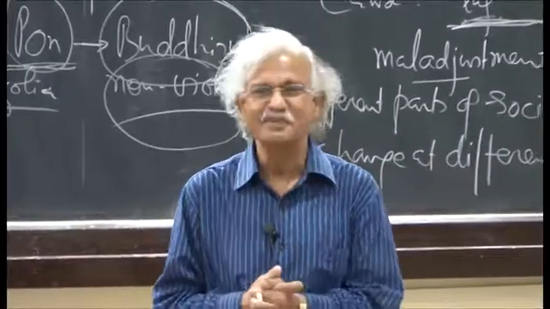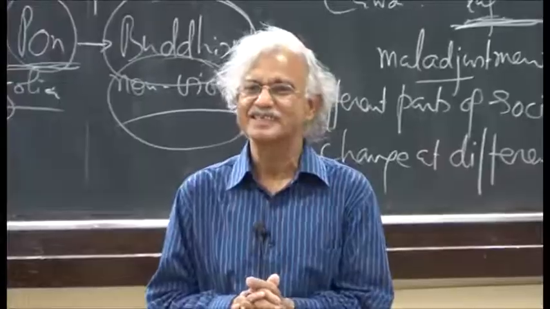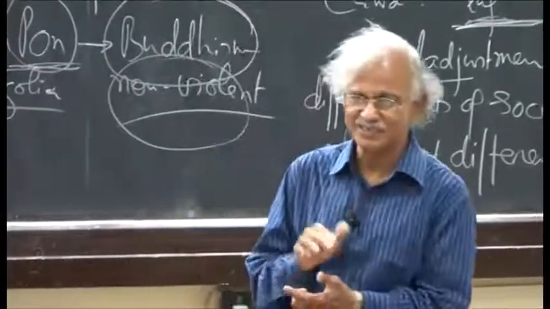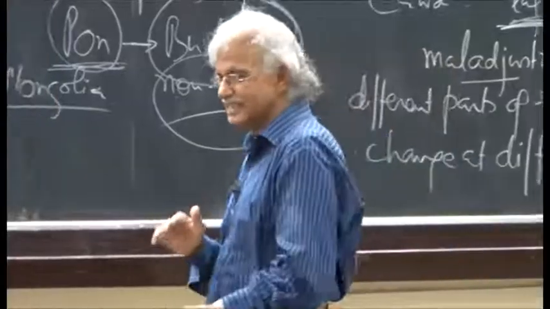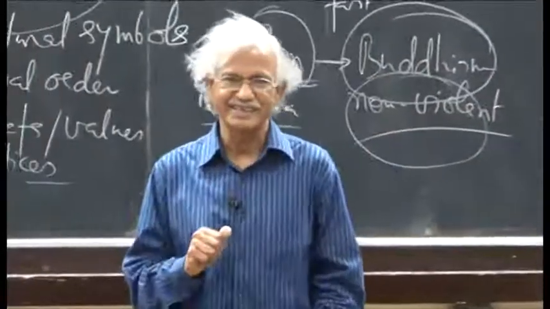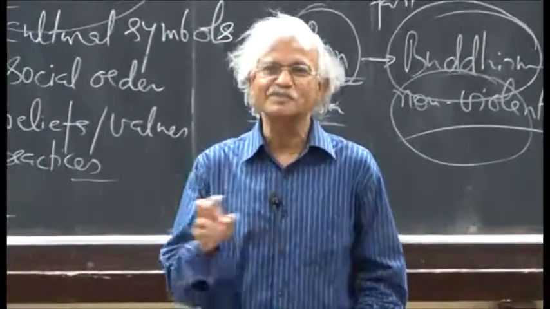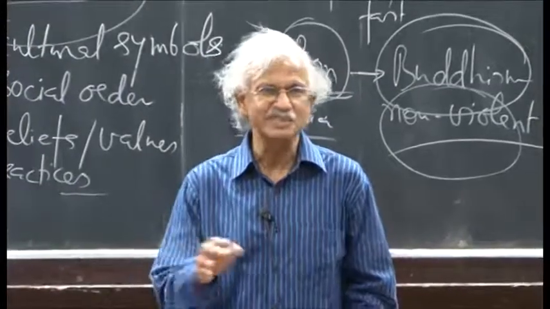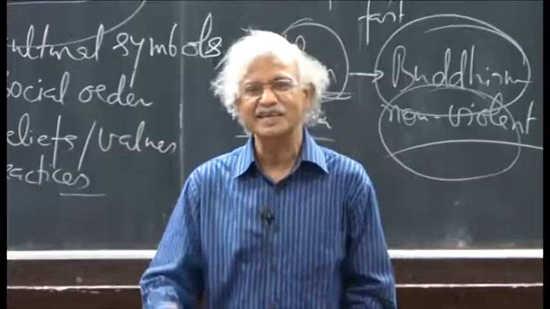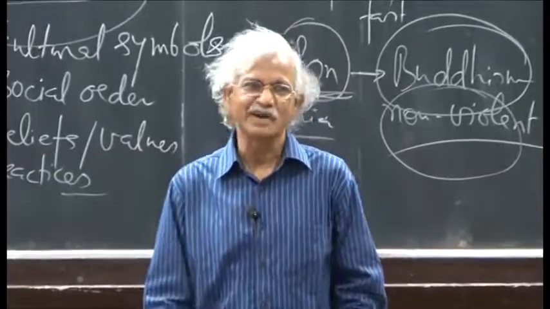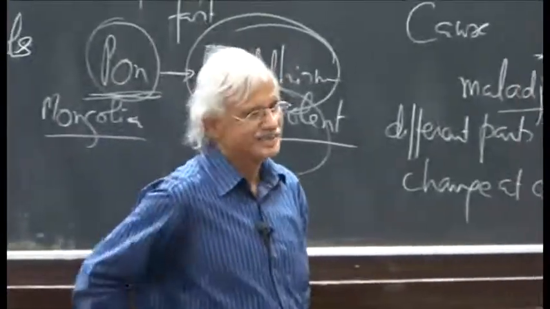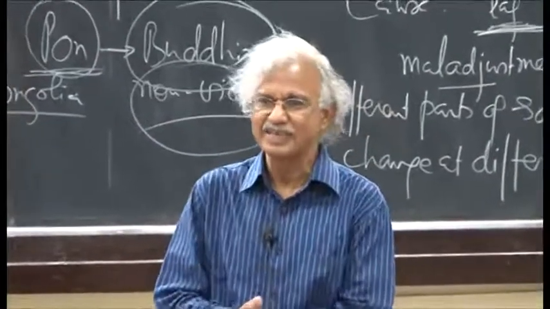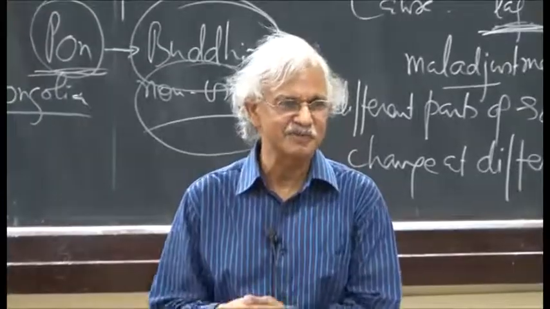Ogburn says that many of our social problems are because of the fact that different parts of society are changing at different rates. And unless all of them come to the same rate of change, or unless all of them adjust to each other, there will be some time of strain, maladjustment. And that tells us about the nature of social problems, the genesis of social problems.